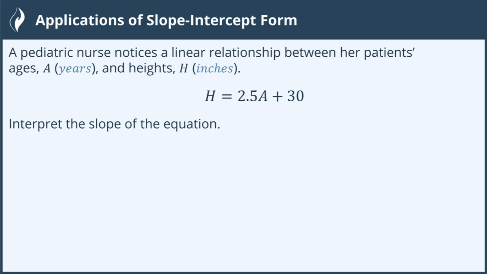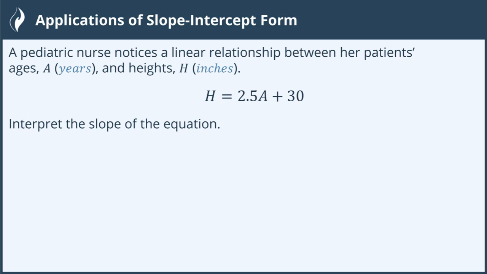A pediatric nurse notices that her patients have a linear relationship between their age, which is represented by A in years, and their heights, which is represented by H in inches. So this problem asks us to interpret the slope of this equation, H equals 2.5A plus 30.